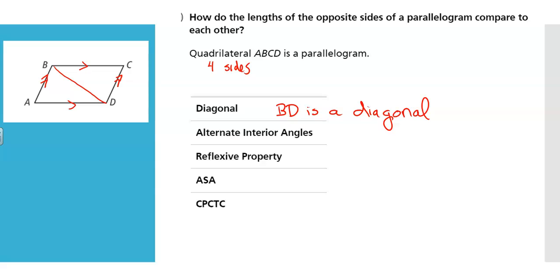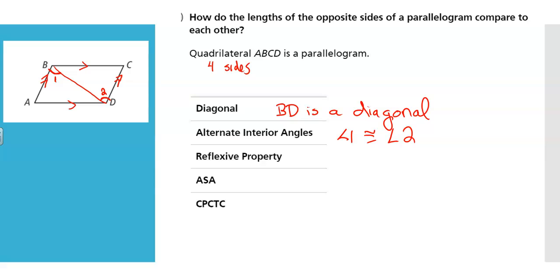Now we're going to take a look at alternate interior angles. Well, I just made a diagonal, and I could say that this angle is alternate interior to this one. And since these are parallel, I'm going to call this angle 1 and this angle 2. We can say that angle 1 is congruent to angle 2 by the alternate interior angles theorem.